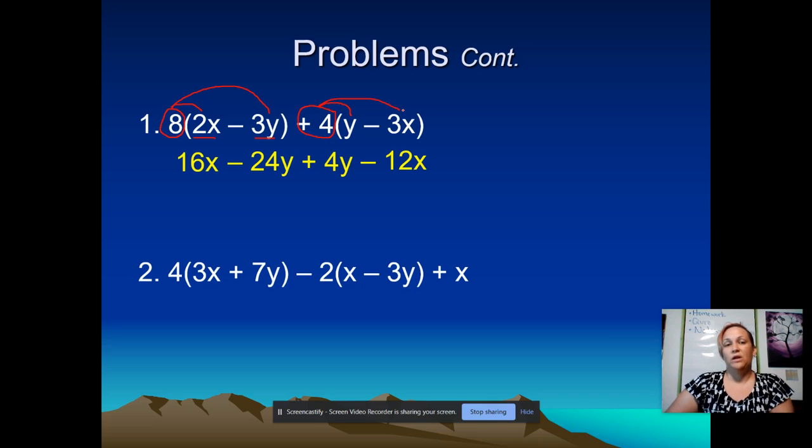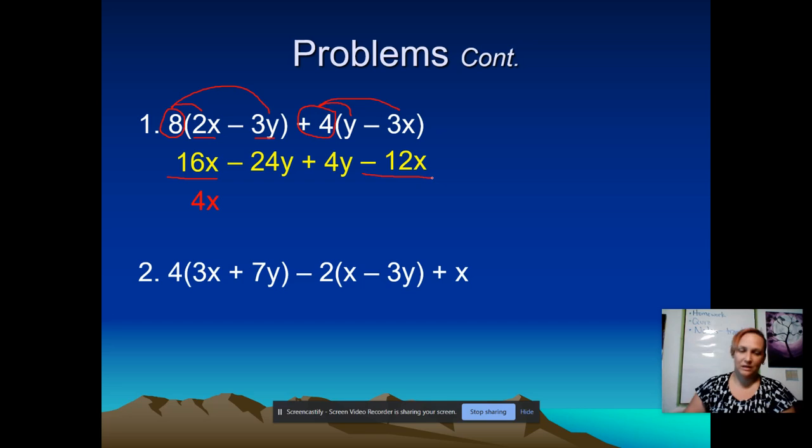Once you're done distributing and you have just an adding and subtracting problem, now you're going to combine like terms. In our previous video, we talked about writing everything in alphabetical order, so I'm going to start with my letter x's. I have a positive 16x and a negative 12x. So in my head, I'm going to do 16 minus 12. And then I'm going to write a letter x after that number. So 4x is my final answer for my x's.